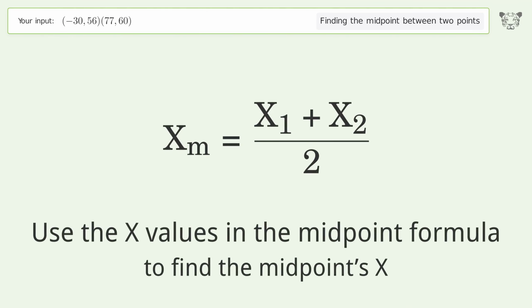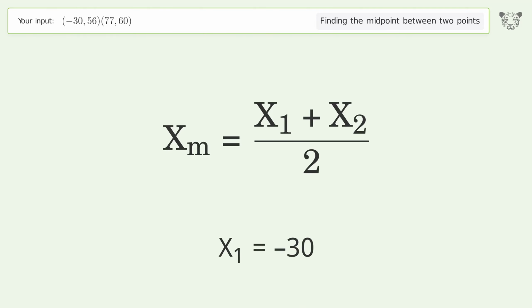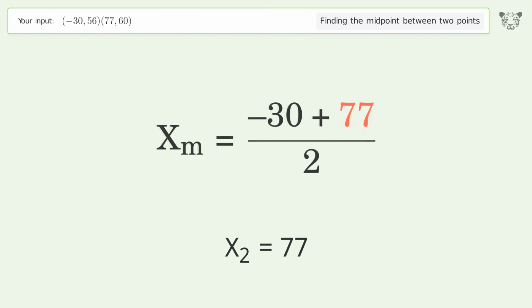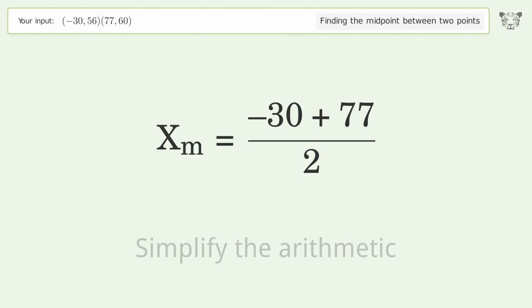Use the x values in the midpoint formula to find the midpoint's x. x1 equals -30. x2 equals 77. Simplify the arithmetic.